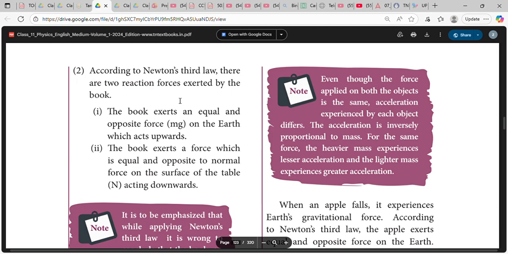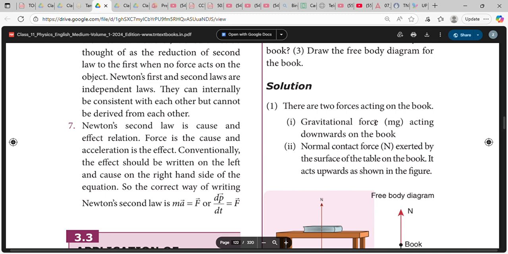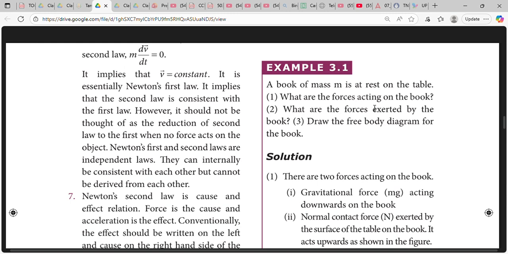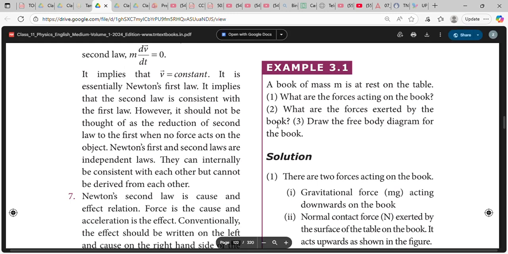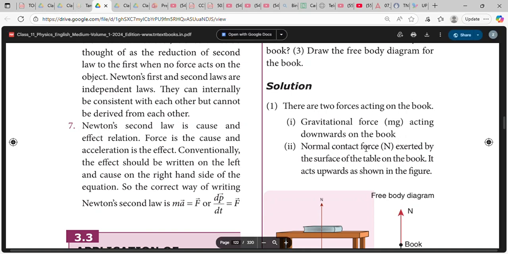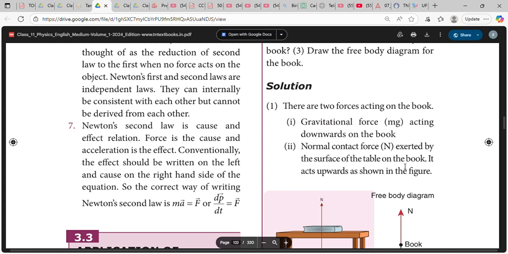According to Newton's law, there are two forces. A book of mass m is at rest on the table. What are the forces acting on the book? What are the forces exerted by the book? The gravitational force mg is acting downwards on the book. The normal force is the contact force exerted by the surface of the table on the book.